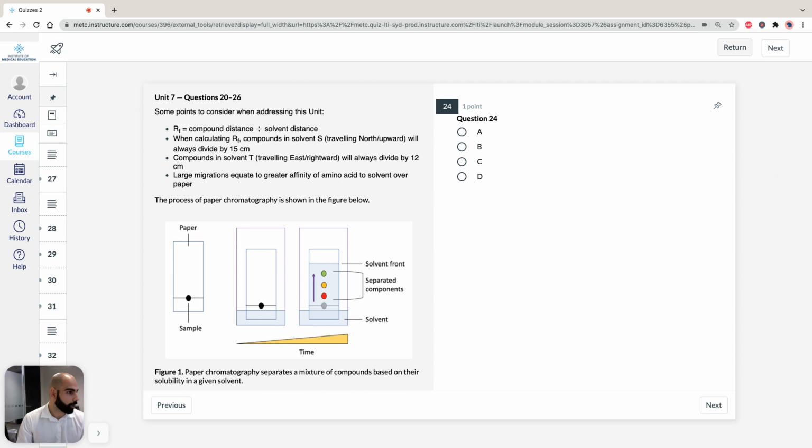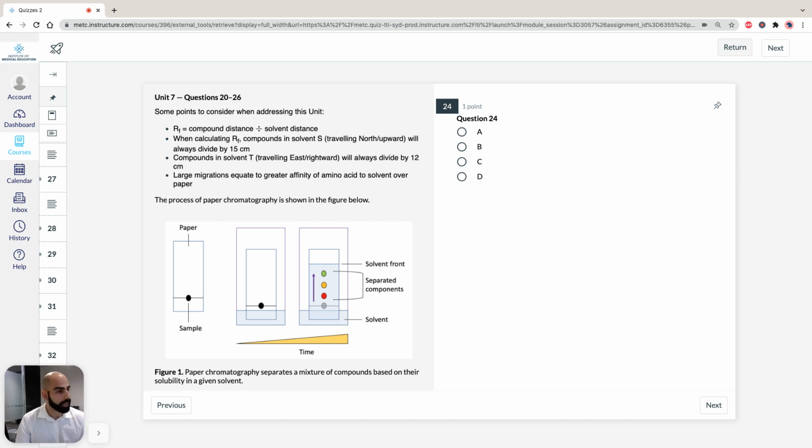So the next few questions are pretty much trying to test your quick knowledge of whether you understand the differences in solvent S and T, and the solubility of the amino acids. So question 24 is asking you, if you were to mix all those 5 amino acids together, how would you completely separate all 5 of them?